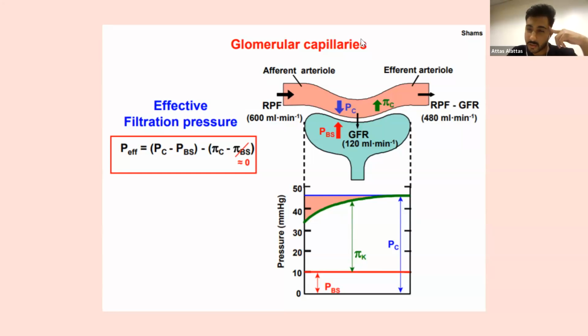I'm sorry, but I don't get the question. Can you reword the question? No, it's throughout the glomerular capillary itself. So it's not afterwards. It's throughout the glomerular capillary, from the beginning till the end. Did I answer your question, or do you want me to explain the whole thing again?